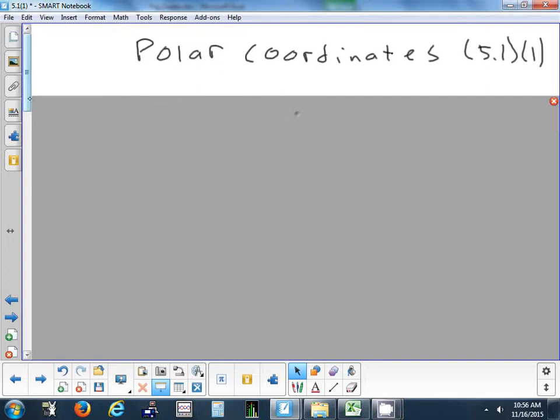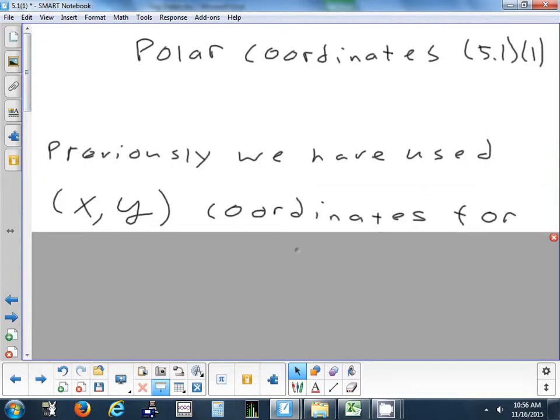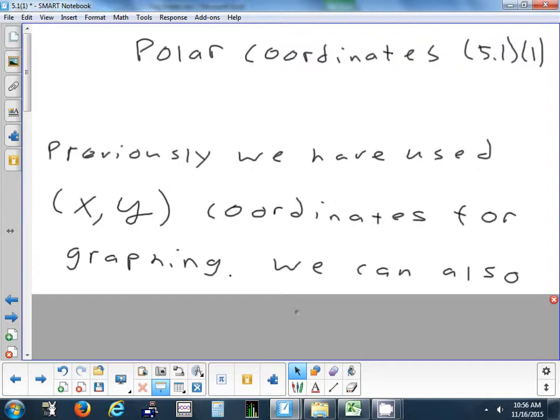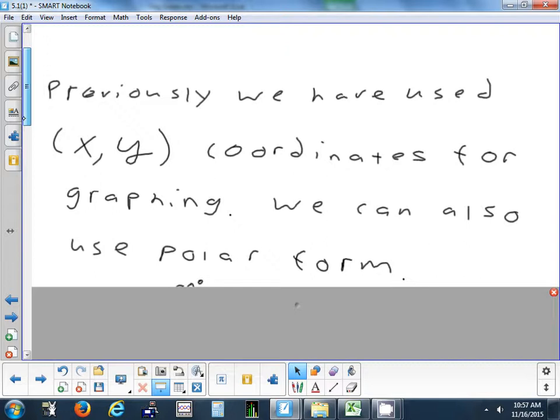Right, so this week we're going to start off by looking at polar coordinates. Basically, polar coordinates are just a different way to graph. What you've probably done in Algebra 1, Algebra 2, and Geometry is use x, y coordinates, where x gives you left and right movement, and y gives you up and down. But we can also graph things in what's called polar form.